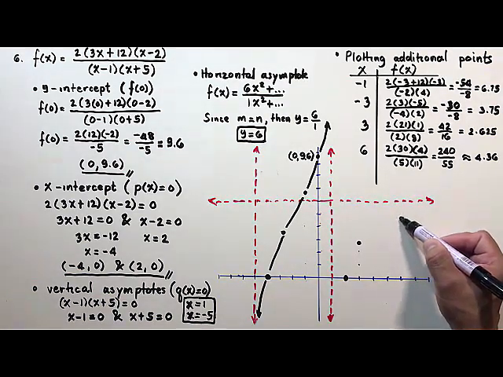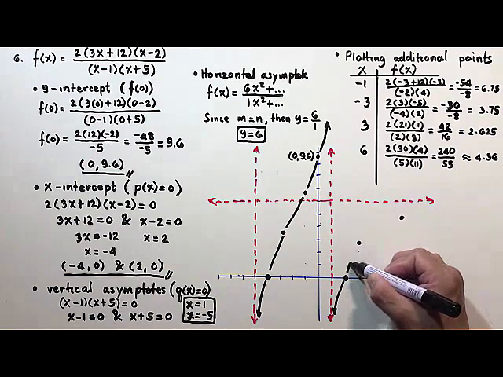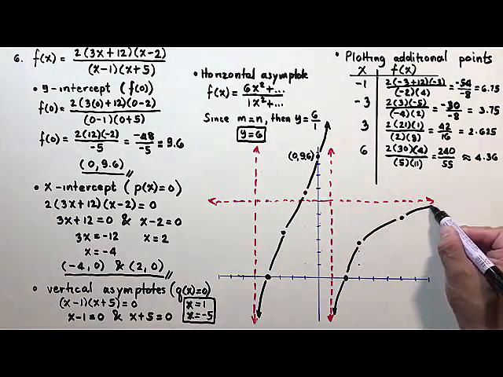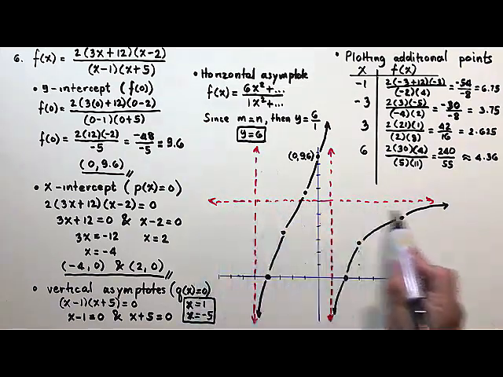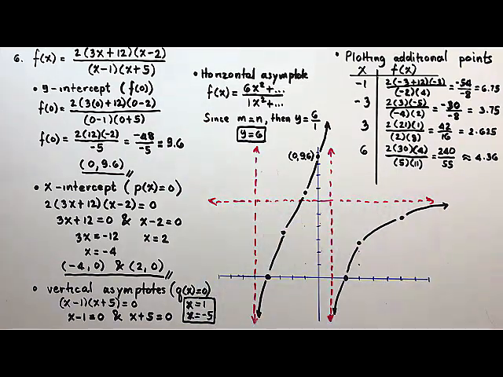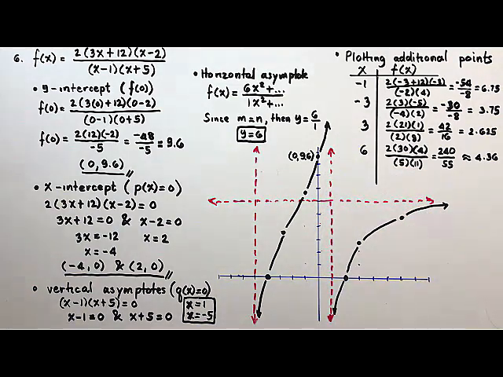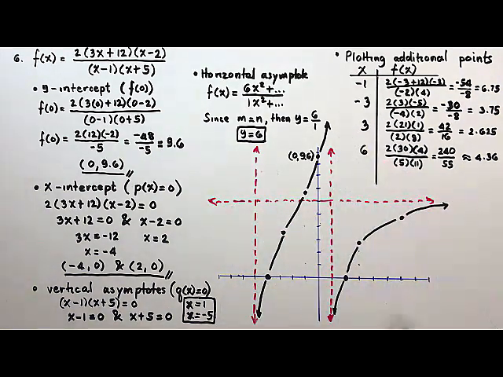So I understand that if I connect these points, I form a curve that is approaching this horizontal line, because this is our horizontal asymptote, and also approaching this vertical line, because this is our vertical asymptote. So the graph is below this horizontal line and not above.